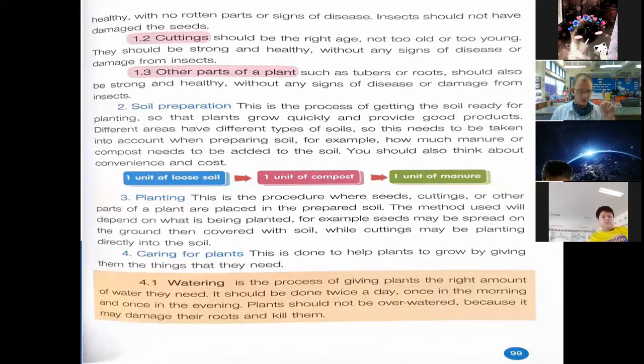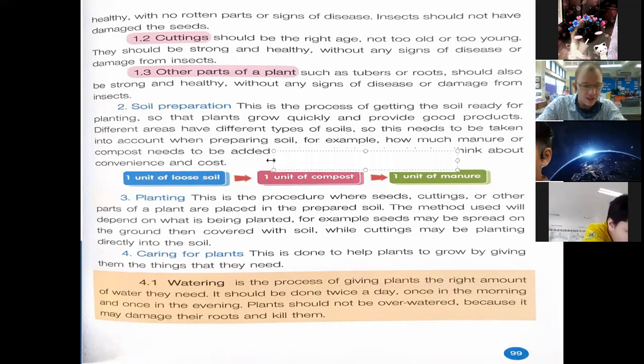So, number 1, we need 1 unit of loose soil plus 1 unit of compost plus 1 unit of manure. That's what they are saying here. But if you have nice loose soil, it's already a good start. You don't want very sandy soil, because when it gets dry, the wind will just blow it away. Yes, it dries so fast. We need loamy. That's the perfect word. Loamy soil. We need loamy soil.